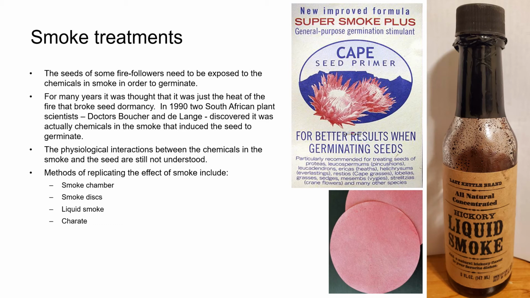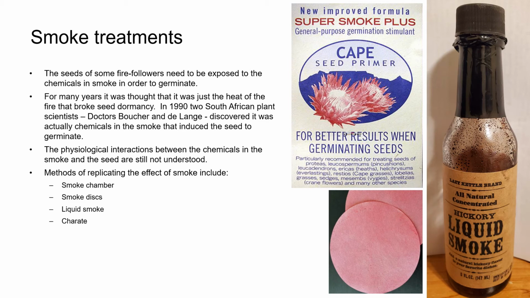To make charate, you collect some stems of plants from the same plant community as your seed is from. So if you're trying to germinate seeds from California chaparral plant communities, the most common plant to use for charate is chamise, which is Adenostoma fasciculatum. You cut the stems up into short sections, then char them thoroughly with a small blowtorch. Once the charred stems are cool, chop them up finely in an old food processor or a blender.